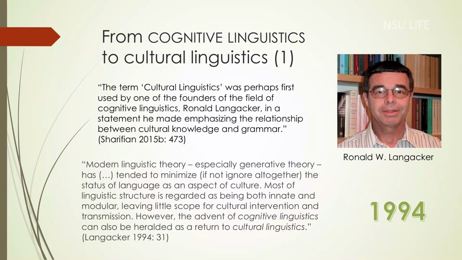Now here is the original quote from Langacker. Modern linguistic theory, especially generative theory, has tended to minimize, if not ignore altogether, the status of language as an aspect of culture. Most of linguistic structure for these generative linguists is regarded as being both innate and modular, leaving little scope for cultural intervention and transmission. However, the advent of cognitive linguistics, and he still wrote it with small c, small l, can also be heralded as a return to cultural linguistics.